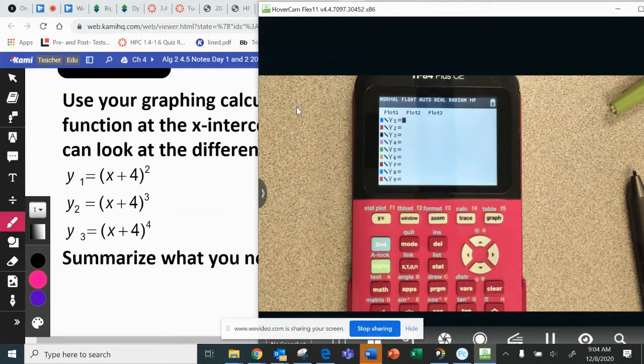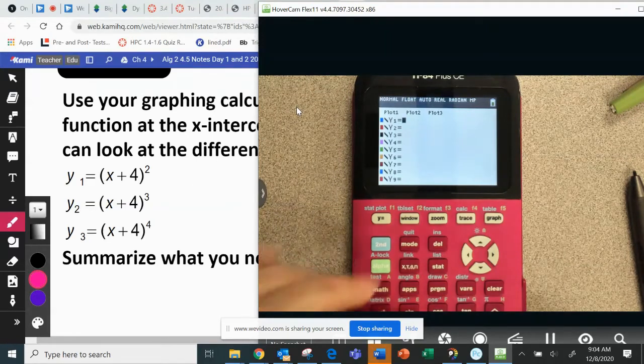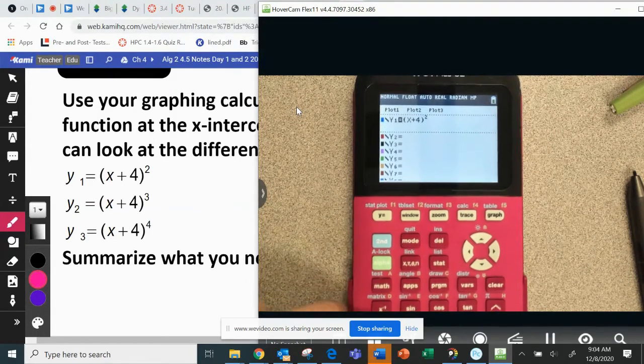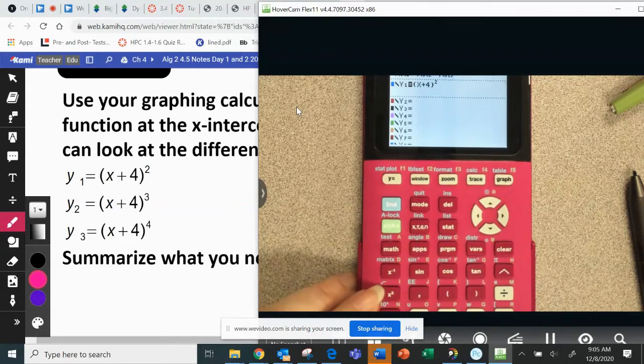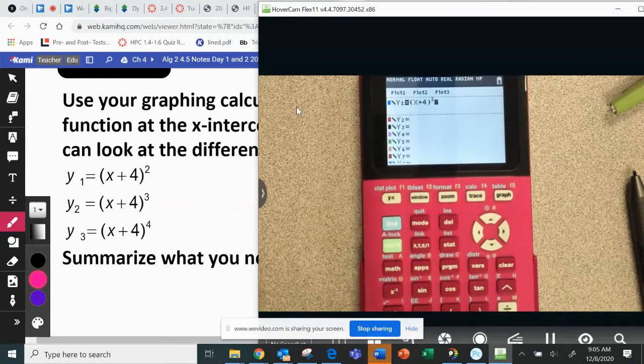Okay, now we're not going to do these all at the same time because then it'll just be too much to look at. We're just going to look at the first one. So let's do parenthesis and then x, which is this button right here. That's the x button. Plus 4, close parenthesis, and then I just hit the x squared button, which is right over here. And then we're going to go ahead and graph this.